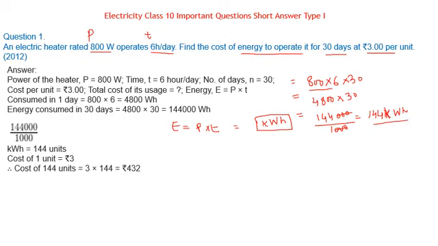So this is the power consumed. I have to find out the cost of energy. So to find the cost of energy, I have to multiply the energy with the cost per unit. So 144 into 3, I'll be getting 432 rupees. So the cost of 144 units is 432 rupees.